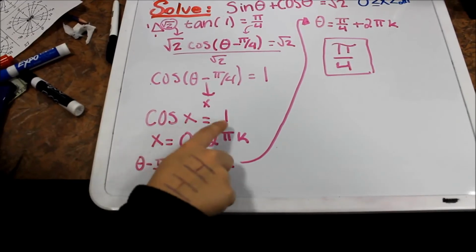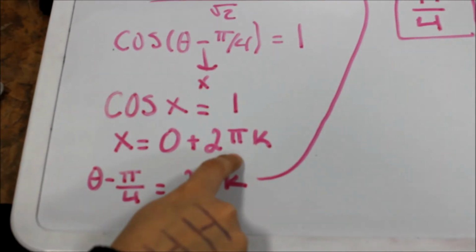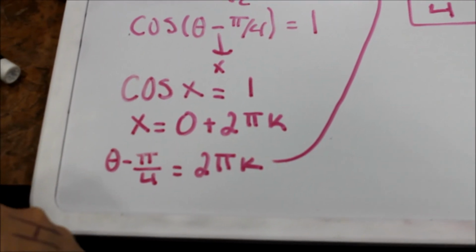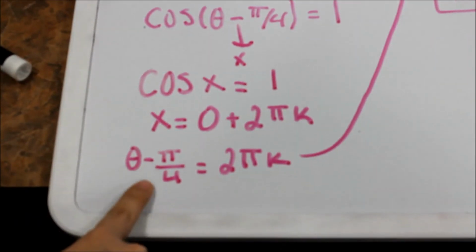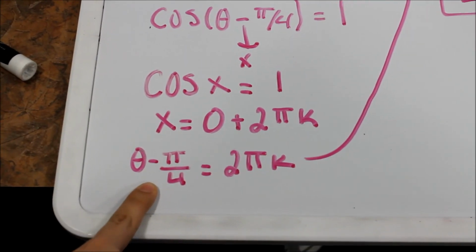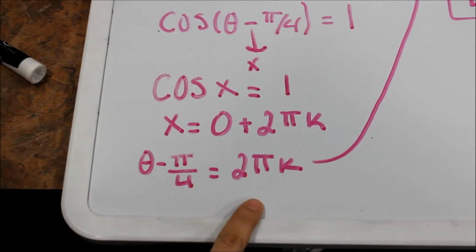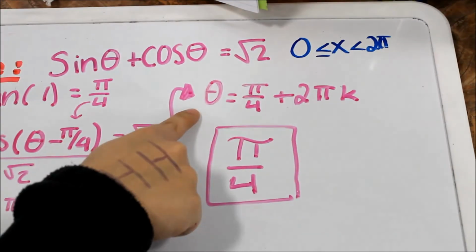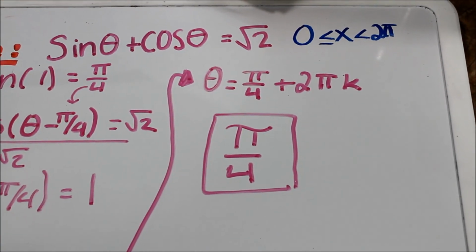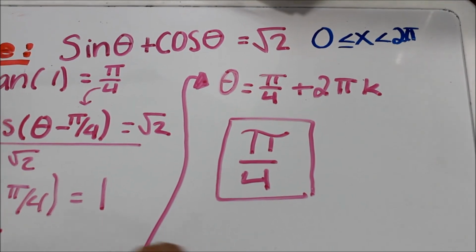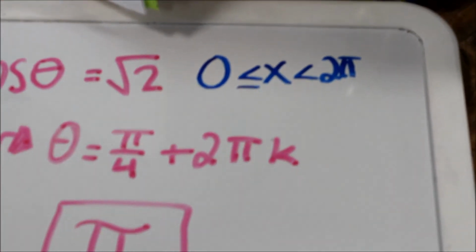And cosine is 1 at 0, and then to get the general solutions, you add 2 pi k. So you have x equals 0 plus 2 pi k. Then I substituted this back in for x. So I have theta minus pi over 4 equals 2 pi k, which gives theta equals pi over 4 plus 2 pi k. And because you can't add 2 pi k to pi over 4 without going over this interval, you only have the answer of pi over 4.